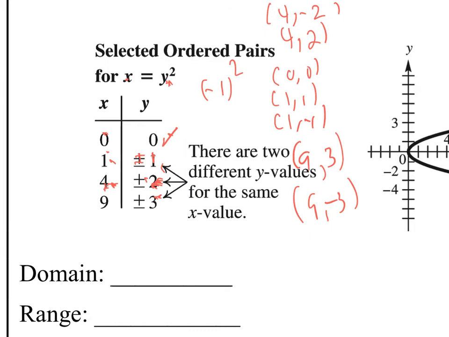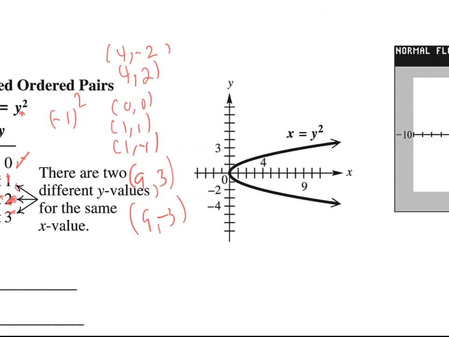Okay, so if you plot all those points, 4, negative 2, 4, down 2, 4, up 2, 0, 0, 1, up 1, 1, right here, 1, down 1. So you get the point? See what's happening? You're getting the sideways parabola, which is a reflection of the square root function. That's the square root of x. This is the opposite of square root of x, so it's negative.